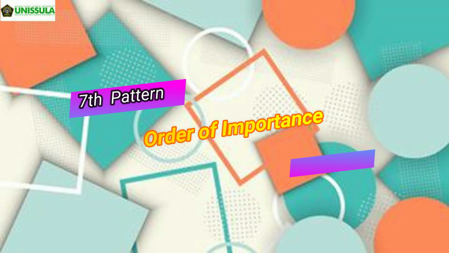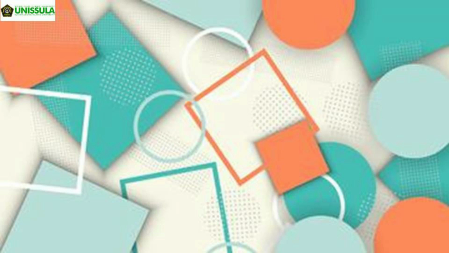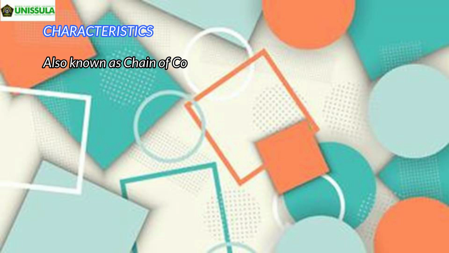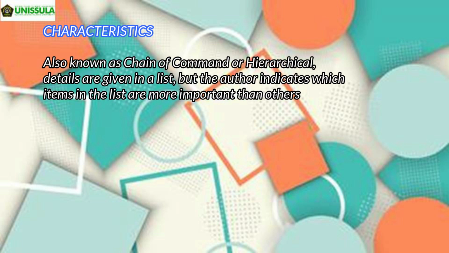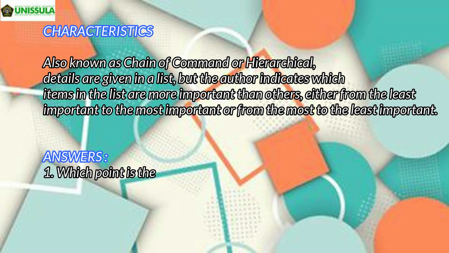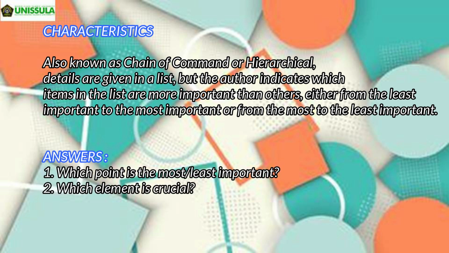Okay, we come to the next pattern. That is the order of importance pattern. This pattern, also known as chain of command or hierarchical pattern, gives details in a list, but the author indicates which items in the list are more important than others, either from the least important to the most important, or from the most to the least important.